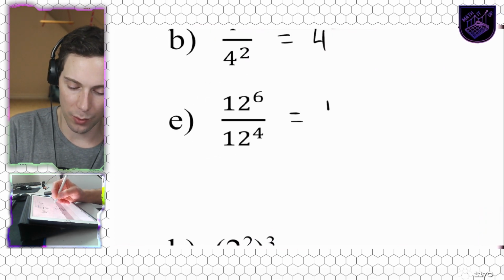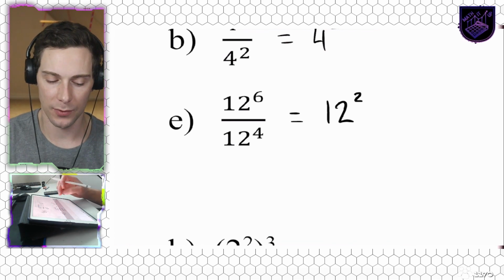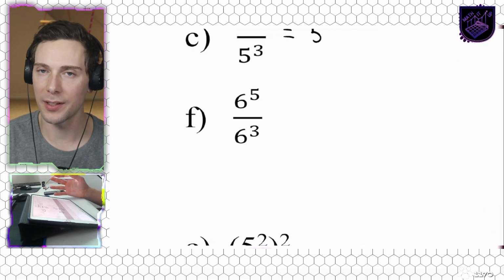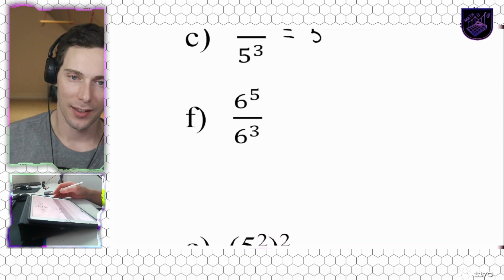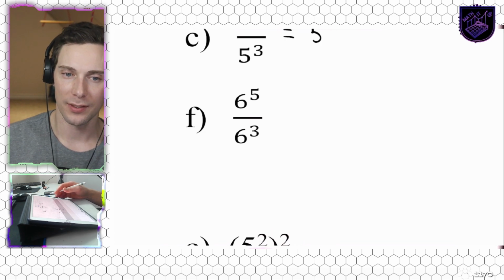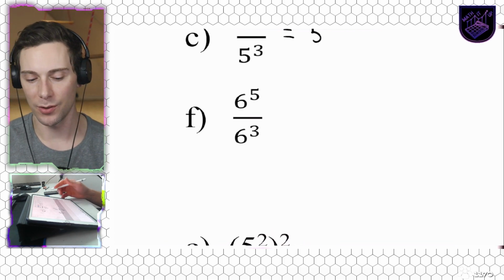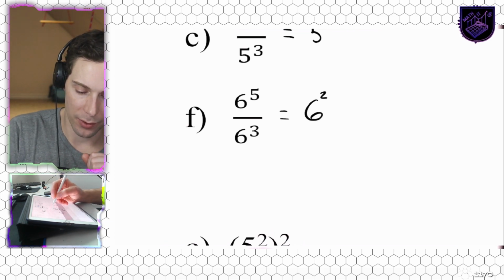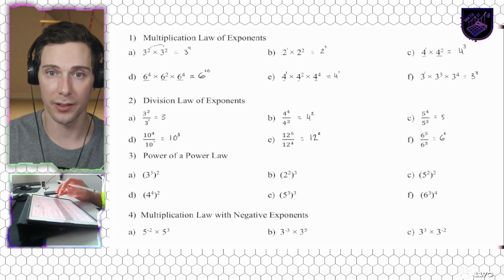Once again, bases are the same. This is going to be equal to 12 to the power of 2. 6 minus 4, 2. Part F. Bases are the same. They're going to be the same all worksheet. We're practicing 6 to the 5th divided by 6 to the 3rd. Division law is going to tell you once again, you just subtract exponents. So this is going to be equal to 6 to the power of 2. Pretty straightforward so far.